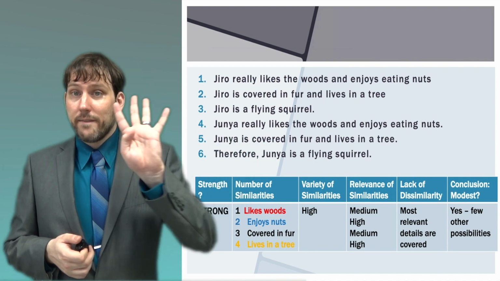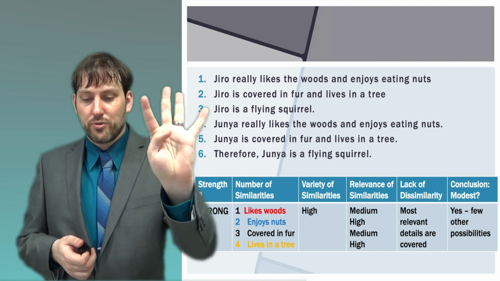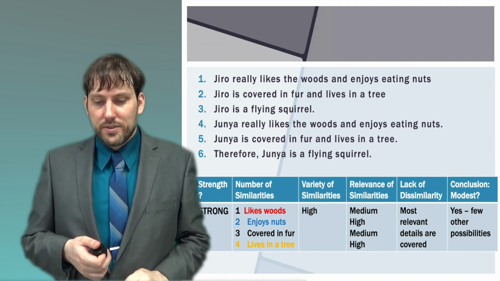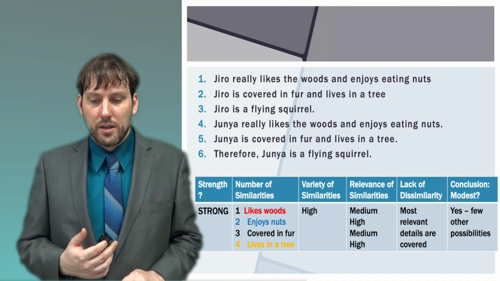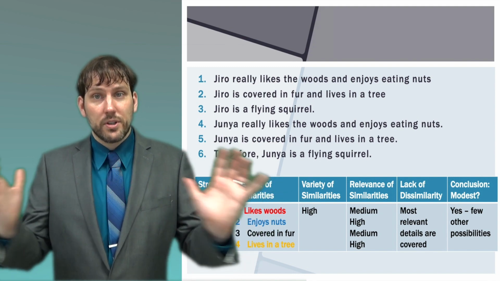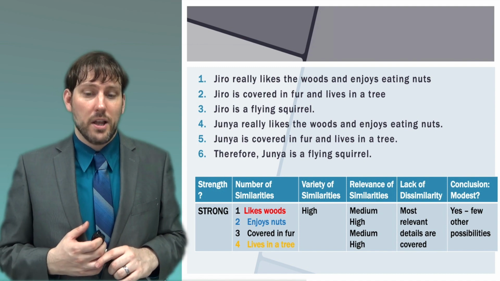So if we did this, we now have four similarities. We have the woods, the nuts, the fur, and living in a tree. So if we look at these, the similarities are much more relevant, and we've gotten rid of the irrelevant one of starting with a J. And this covers most of the things that would narrow down the animal it could be, so there's few other possibilities left.